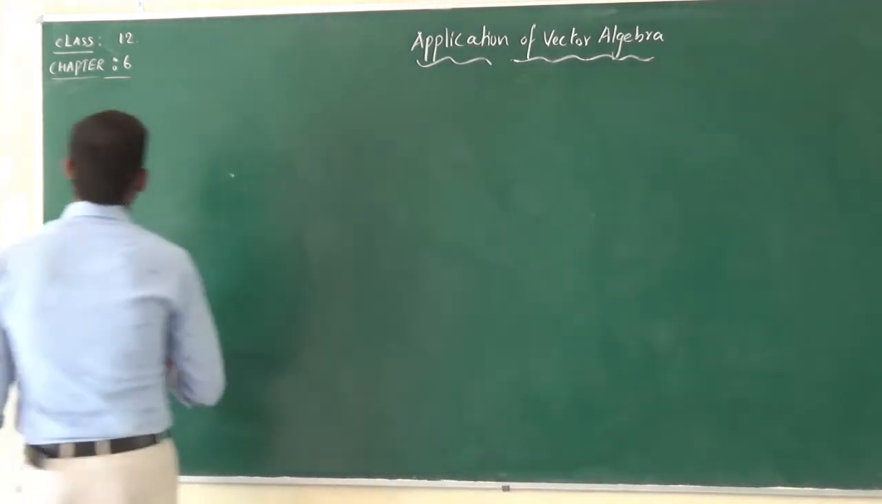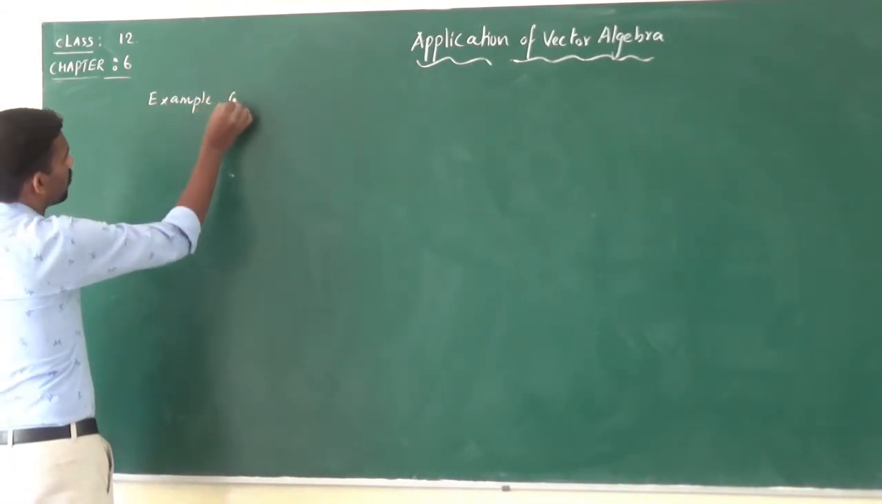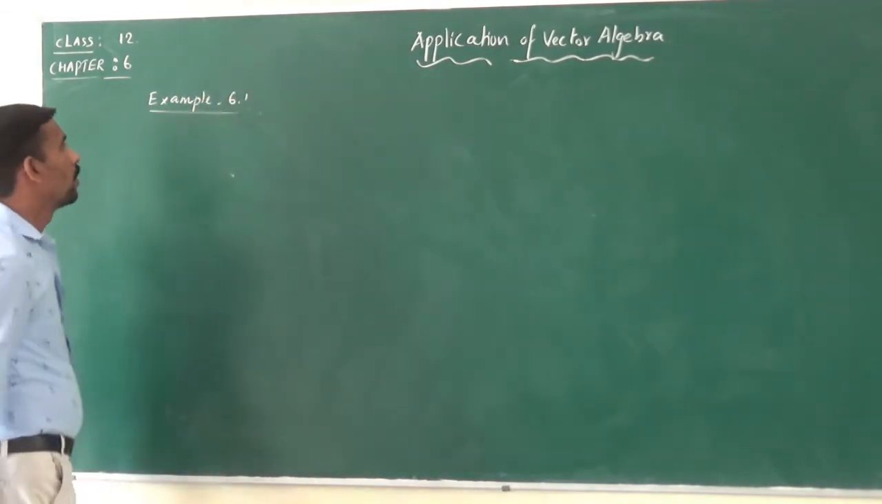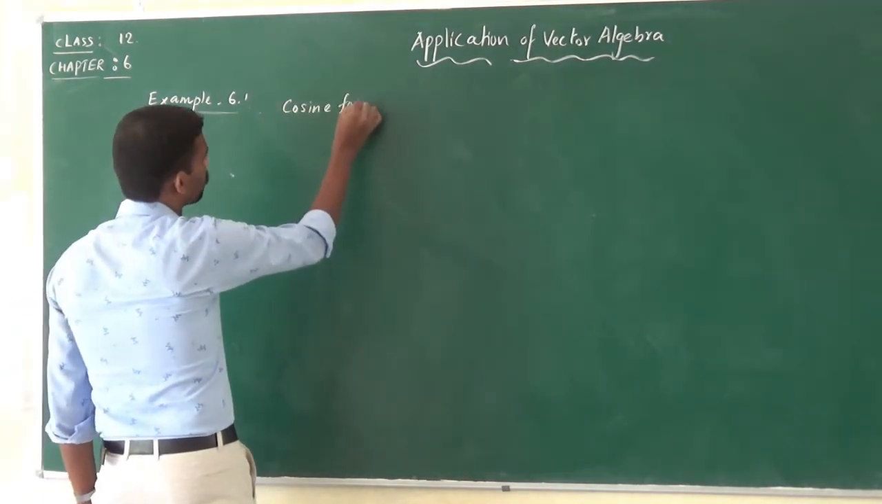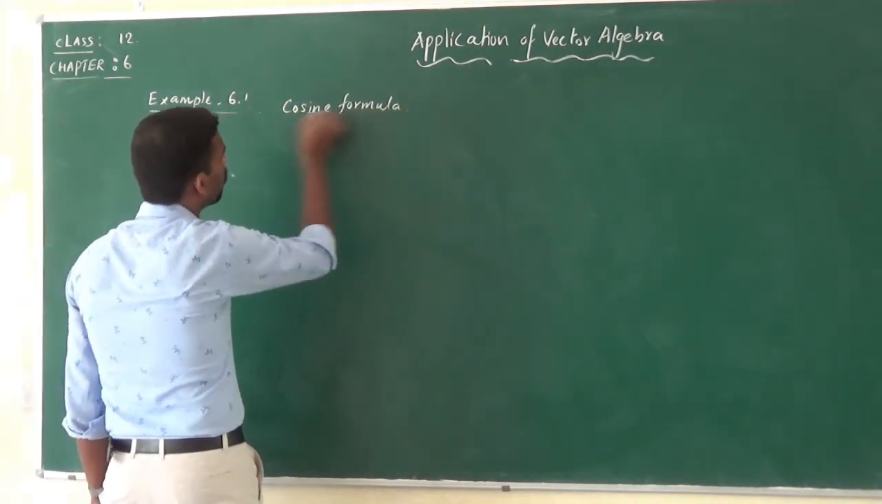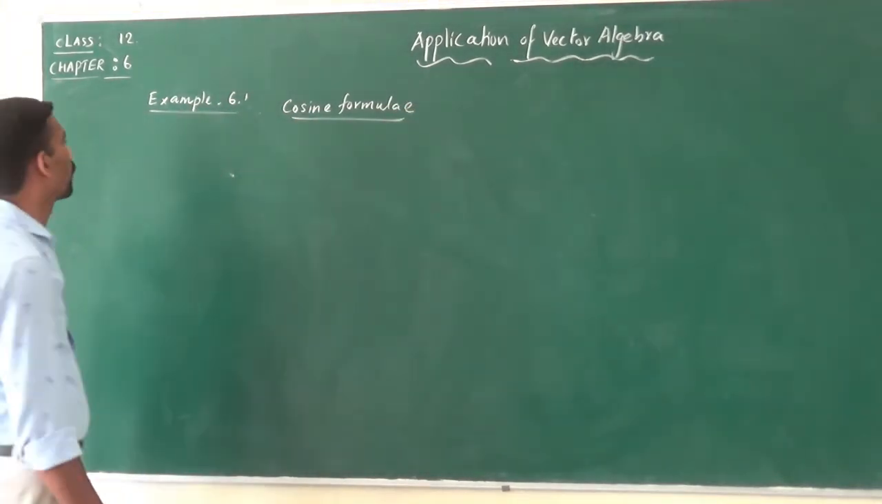Now I am going to take example 6.1. This is nothing but the cosine formula. We have three formulae, but we are doing only one formula here.